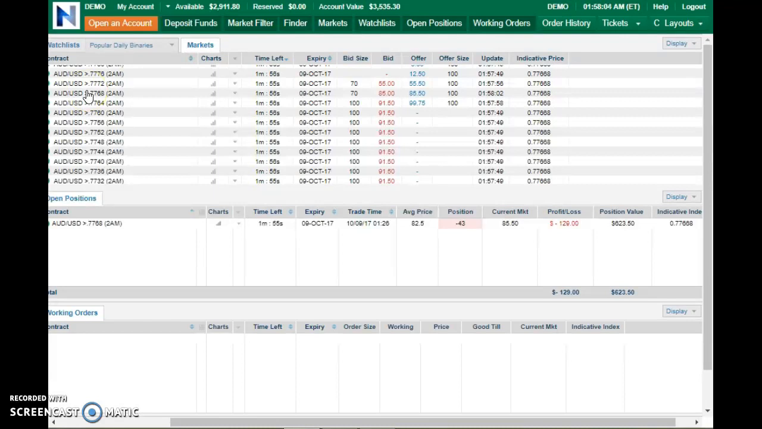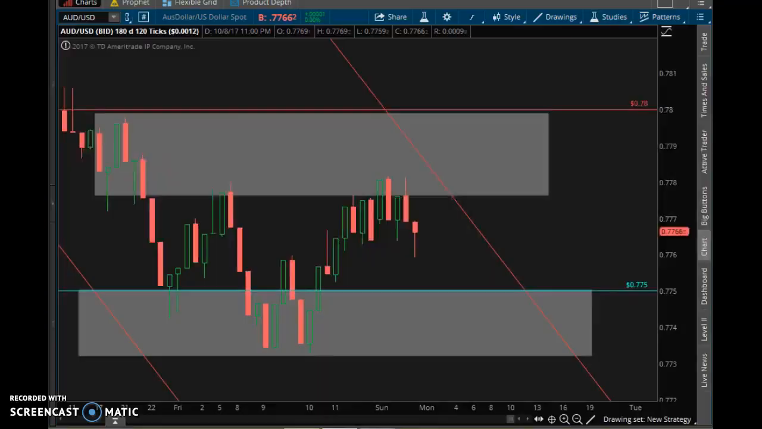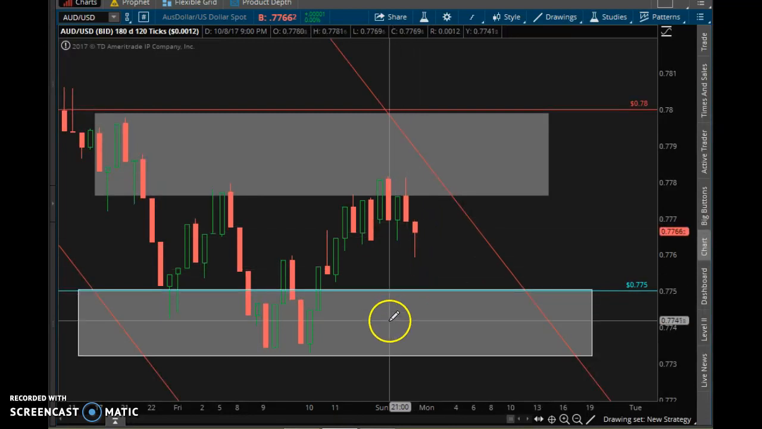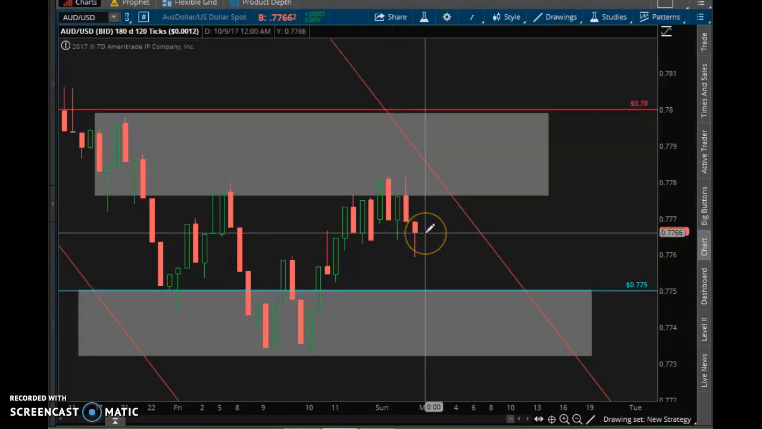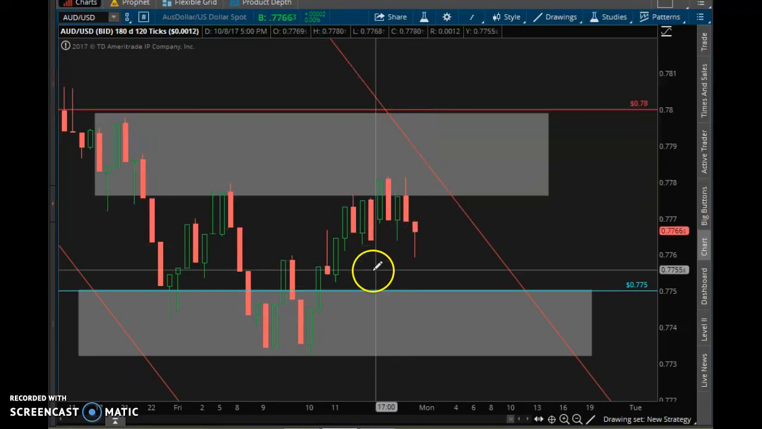All right, we're under the 2 minute mark. The price is currently at 77.66. Market still is. I'm still looking at this candle here. Same candle. That was trade number 4, same candle. Still a solid red candle, still a bearish candle. Hoping it remains that way in the next 2 minutes.